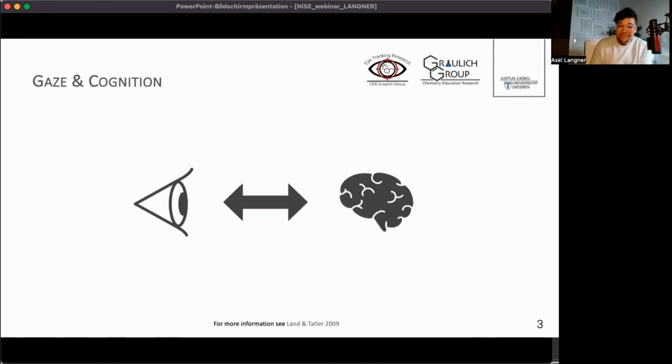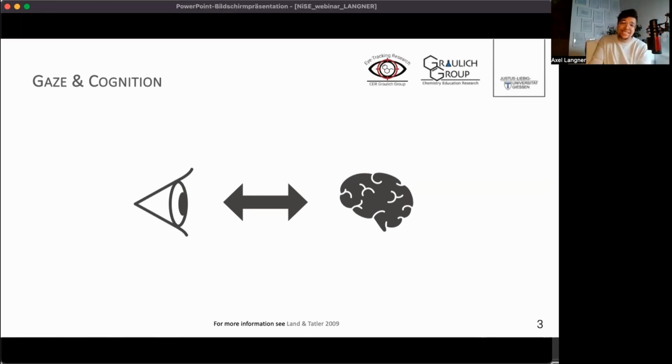Yarbus derived from this study that the eye is interlinked with the brain or with the cognition of a person, which means when our brain directs our eyes, maybe we could measure the eye movements of people in order to infer conclusions about the cognition of a person. And this is more or less the basis of eye tracking.